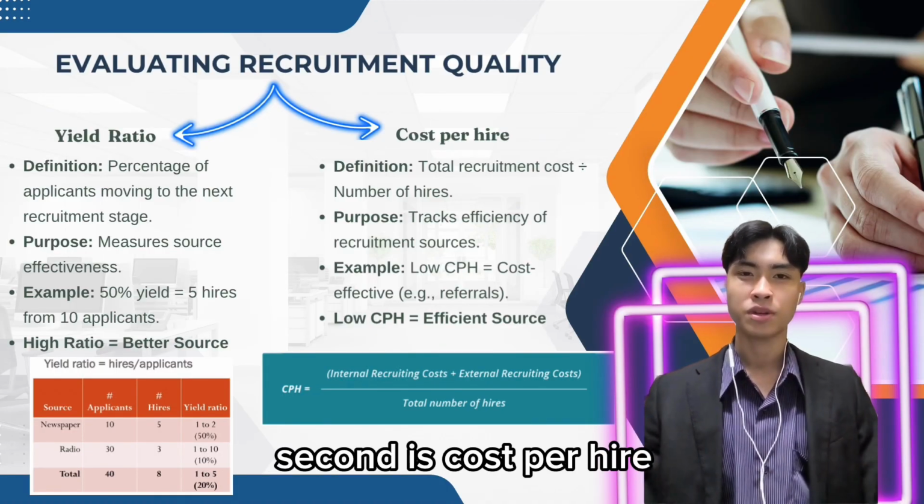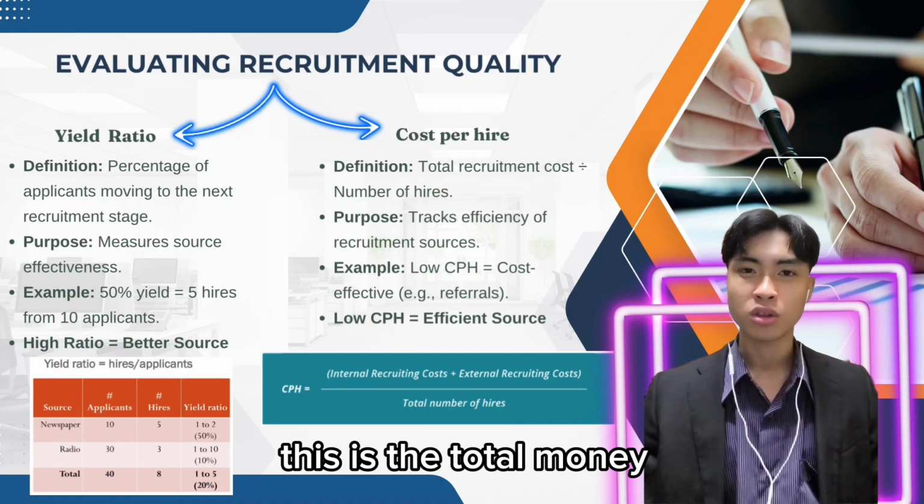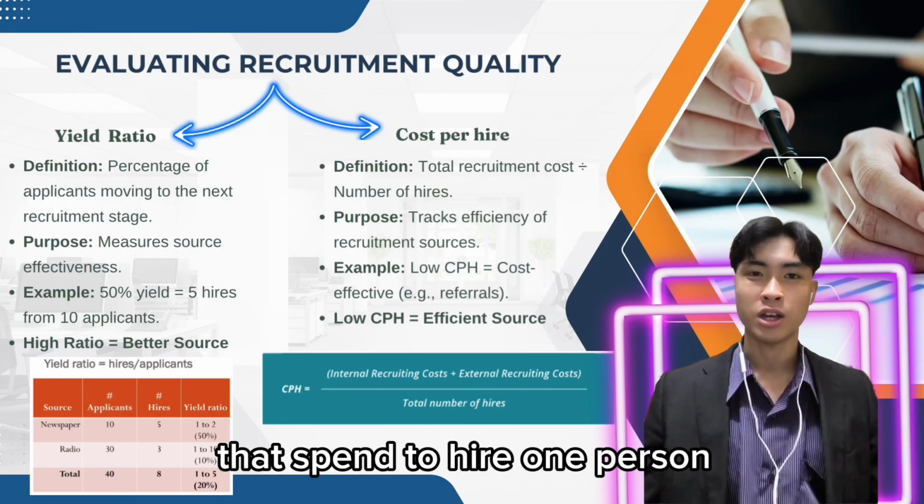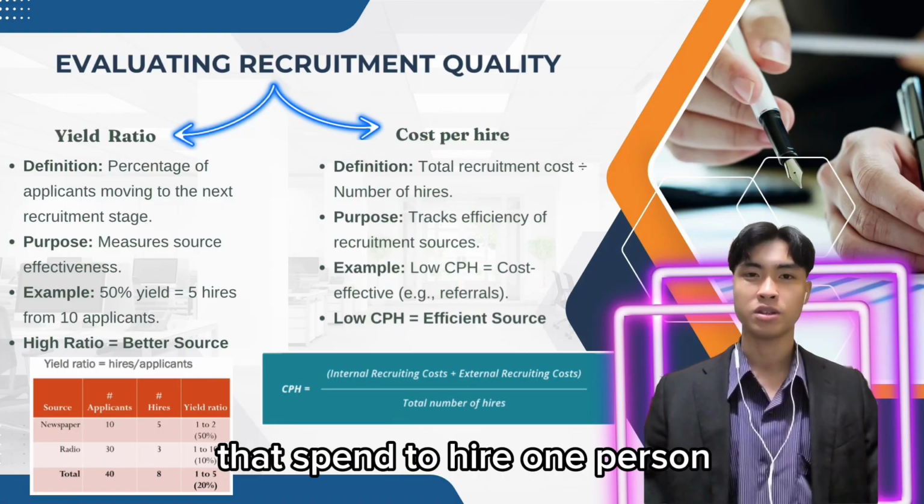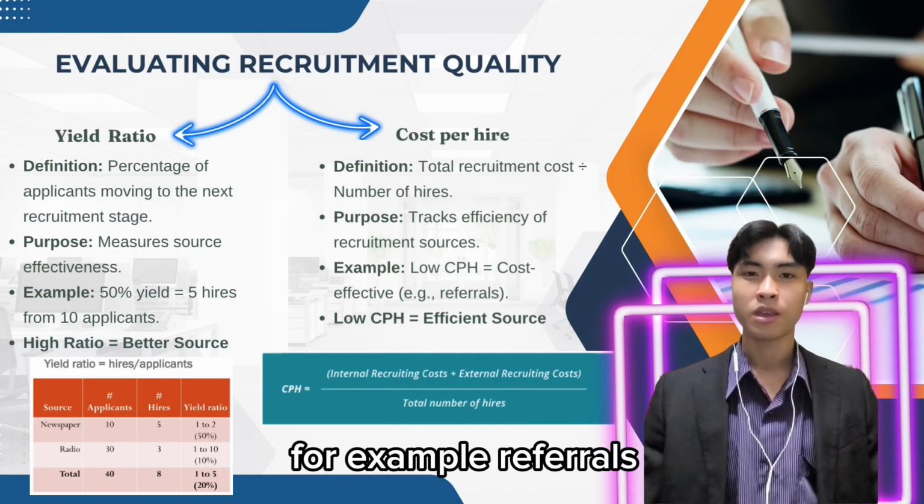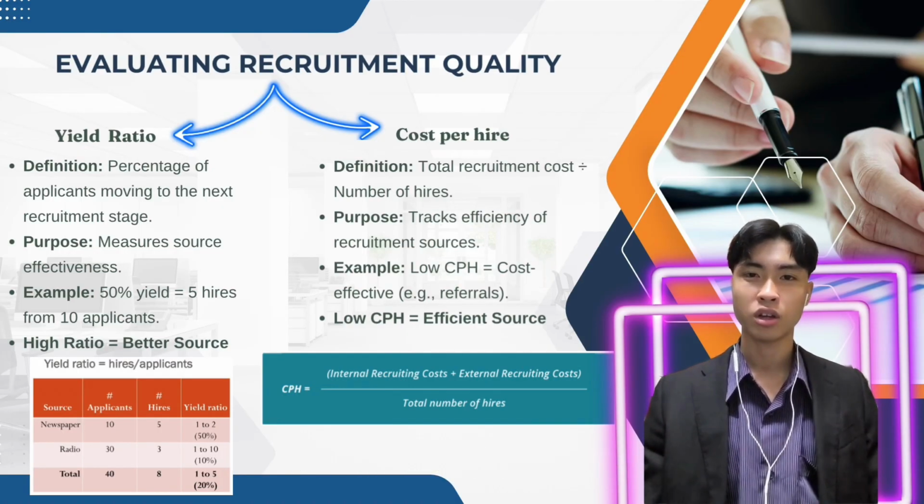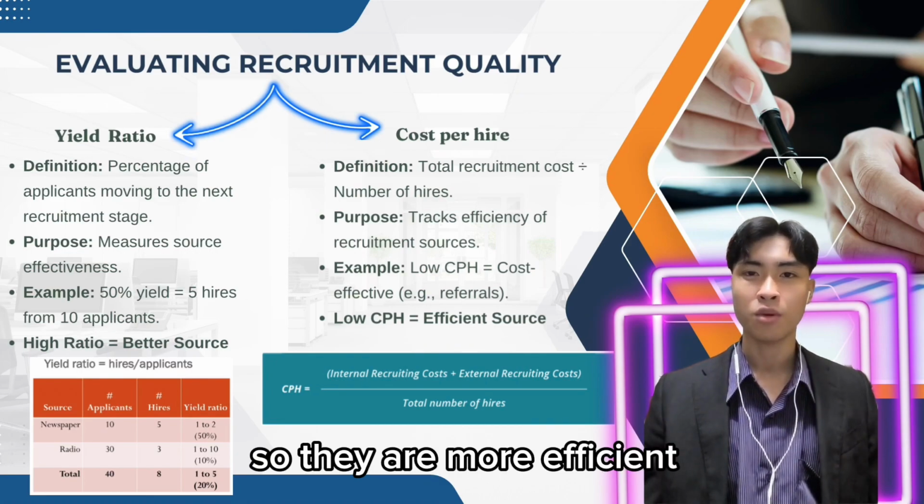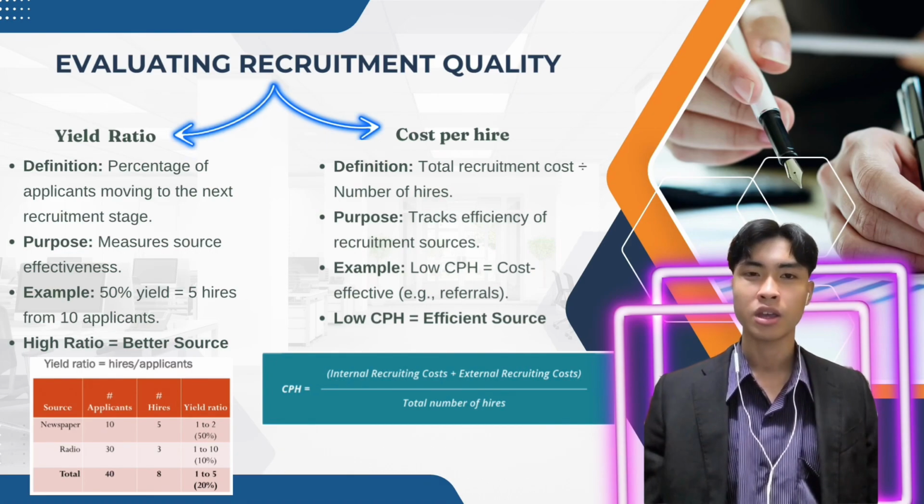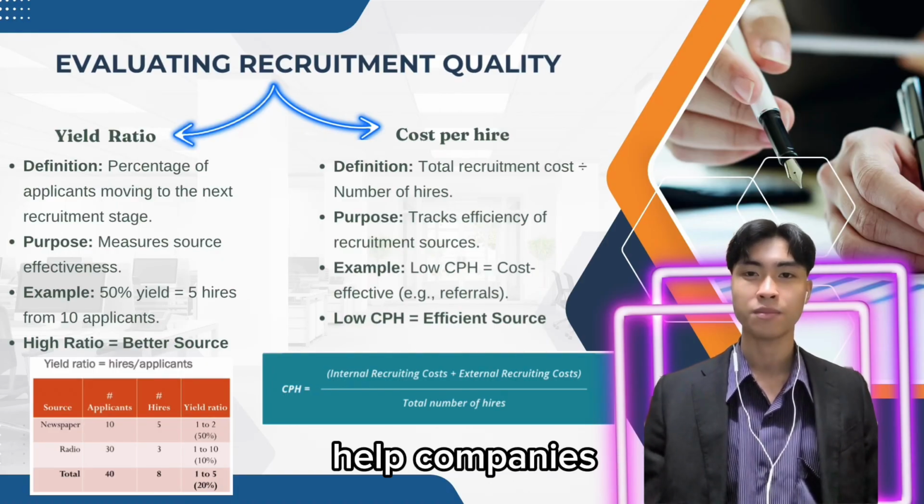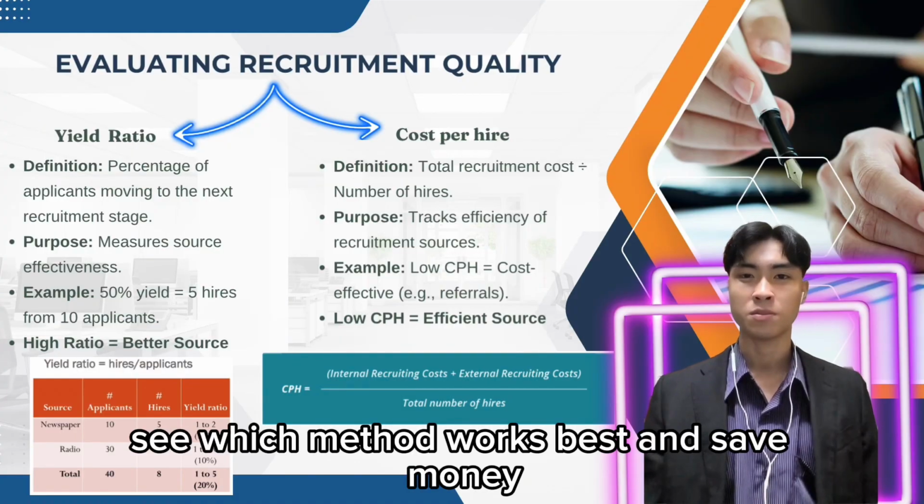Second is cost per hire. This is the total money spent to hire one person. For example, referrals usually cost less, so they are more efficient. And these two tools help companies see which method works best and save money.